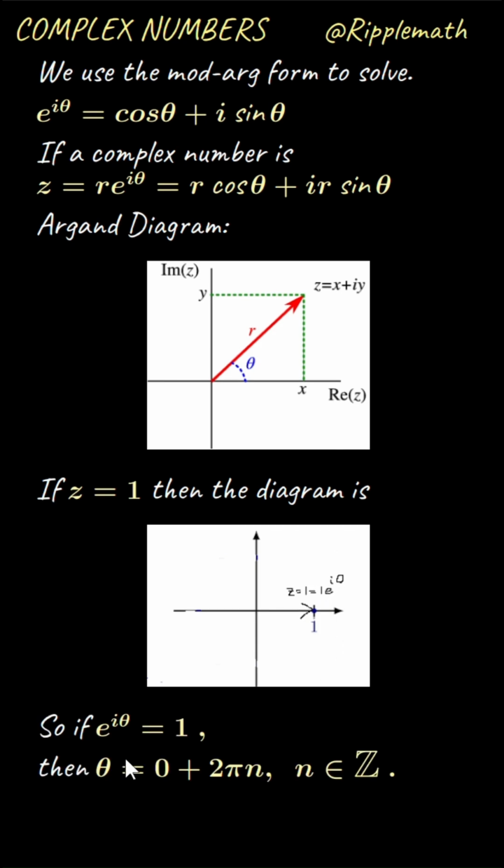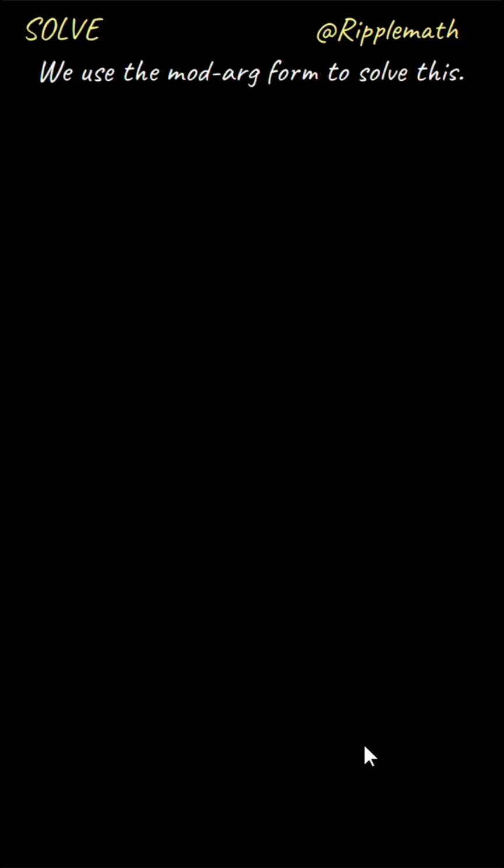And the possible angles, if you're not talking about the principal angle, you can add multiples of 2 pi to it. This is very important in solving these equations. So you just add multiples of 2 pi, where here n is an integer, plus or minus 1, plus or minus 2, etc. Right, so let's use that system to solve this one.